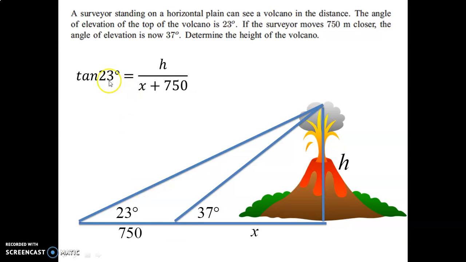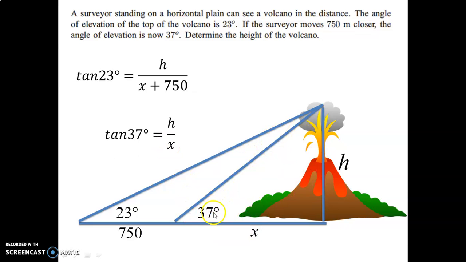Okay, so I'm doing a tan ratio for the full right triangle first. Tangent of 23 is opposite h over adjacent, which is these two. Notice we have two variables there, so we can't solve that. So I'm going to look at now and say, okay, can I set something else up? Okay, let's look at the little triangle.